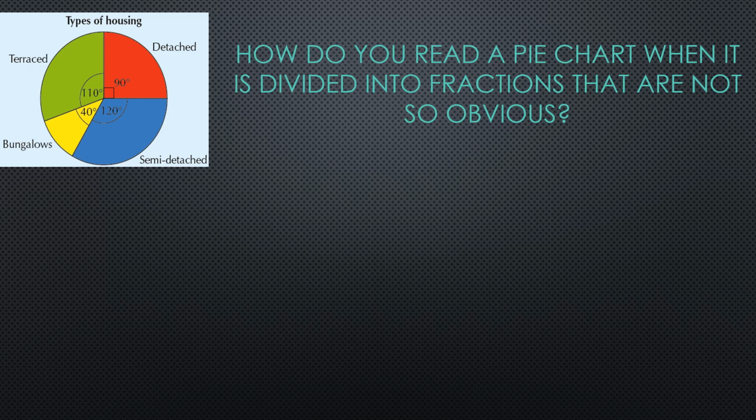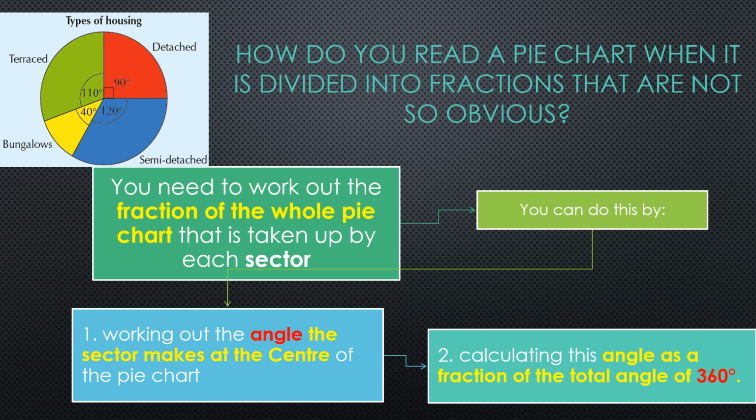How can we read a pie chart when it is divided into fractions that are not so obvious that you can't read them? In this case, you can work out the angle the sector makes at the center of the pie chart using a protractor. Then you calculate this angle as a fraction of the total angle of 360. Why 360? Because, as you know, the full rotation of a circle is 360. So that's the total for a full rotation in a circle.